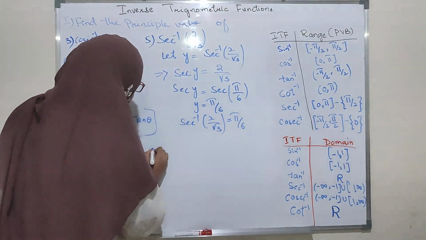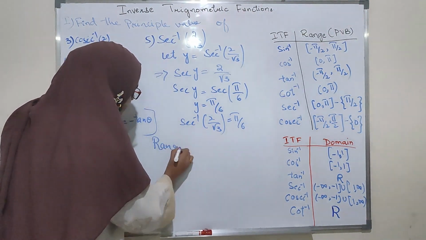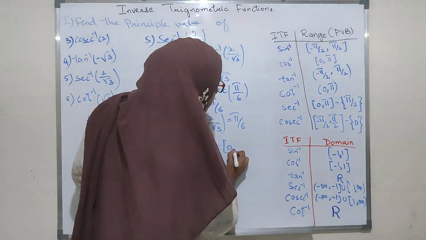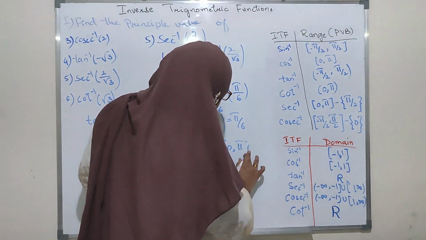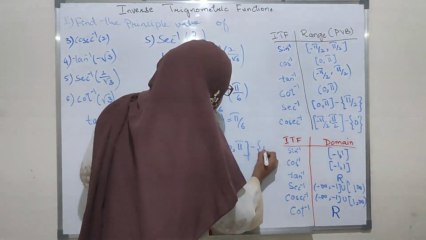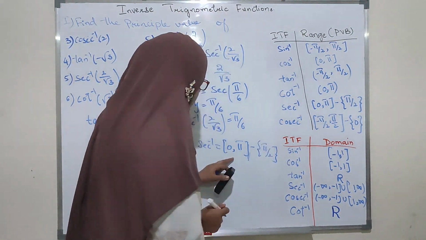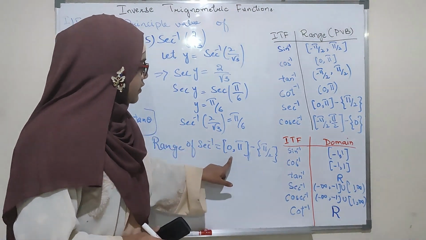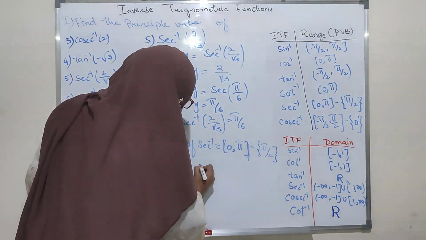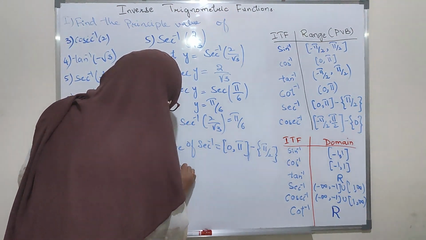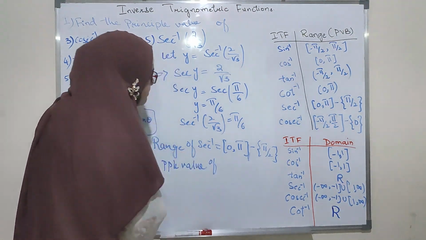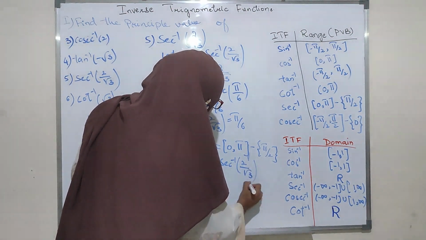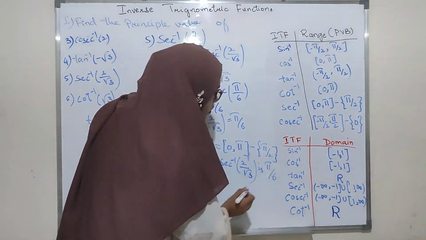So the range, or the principal value branch, for sec inverse is 0 to pi, closed interval, except pi by 2. So pi by 6 is 30, and 30 lies between 0 and pi. Therefore, the principal value of sec inverse of 2 by root 3 is pi by 6 here.